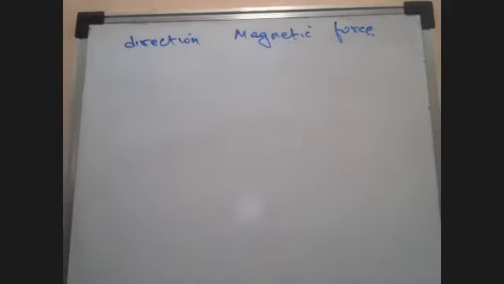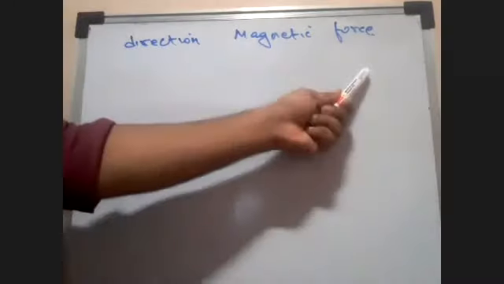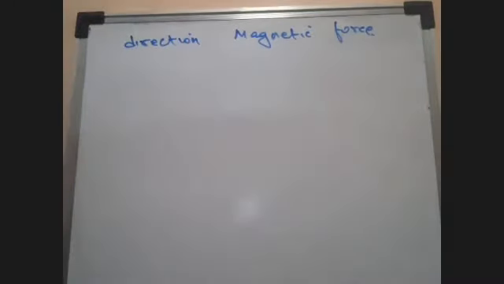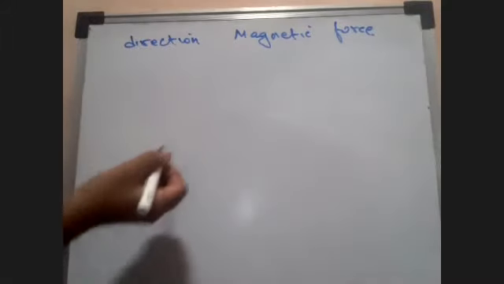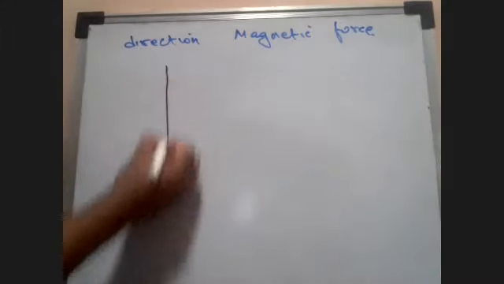What is the direction of magnetic force on a positively charged charge Q? You can write down the question. The diagram given is basically a conductor.